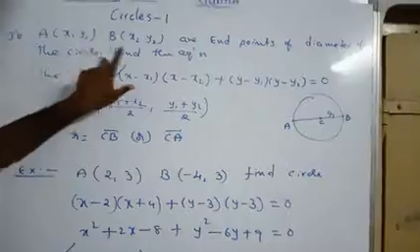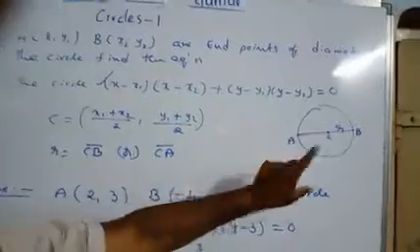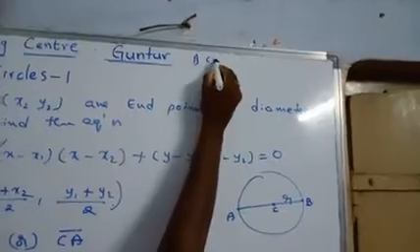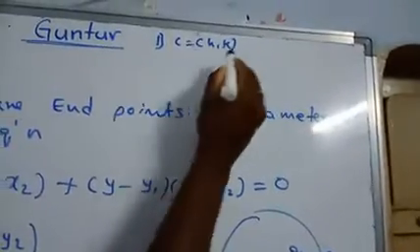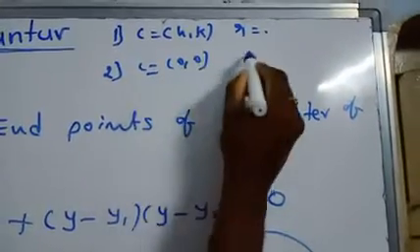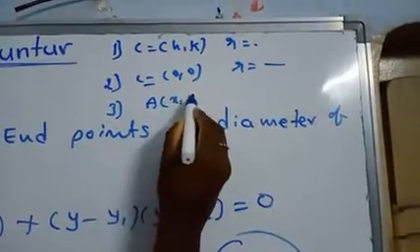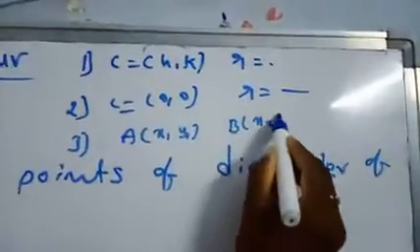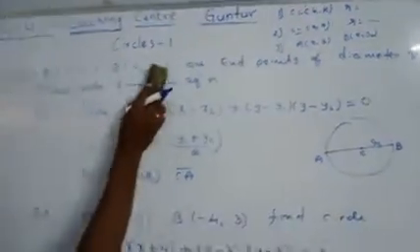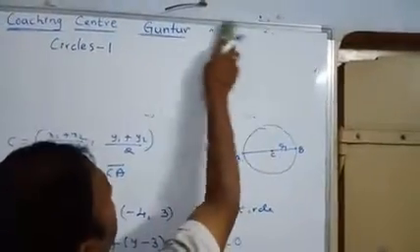Find the circle equation given the endpoints of the diameter. So now I am discussing the 3 points. The first one is center C is equal to h comma k and the radius r. The second is center C is equal to 0 comma 0 and radius r. The third point is the endpoints A of x1 comma y1, B of x2 comma y2, and the circle equation. Now we are discussing another circle, that is the general form of the circle or second degree circle equation.